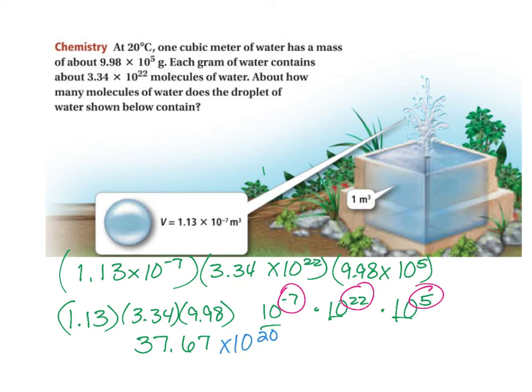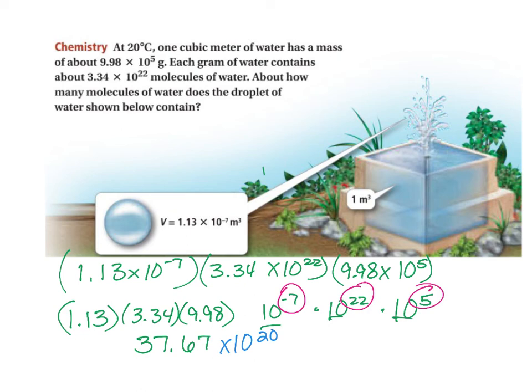Now we do have a problem here. This 37.67 is not in scientific notation. Remember, scientific notation, your values must fit between 1 and 9. So when I look at this, I have to do a little bit of adjusting.